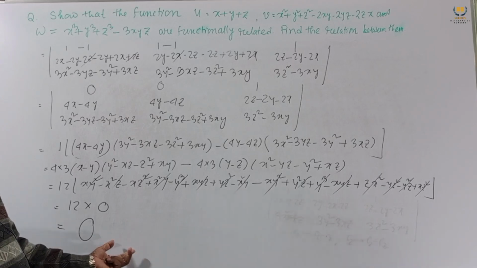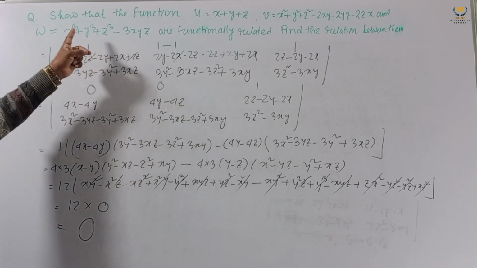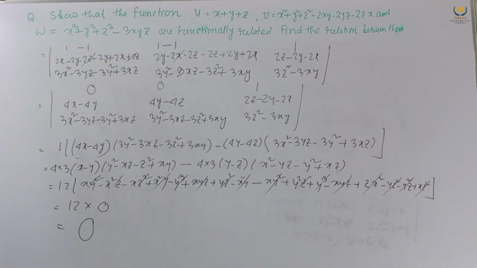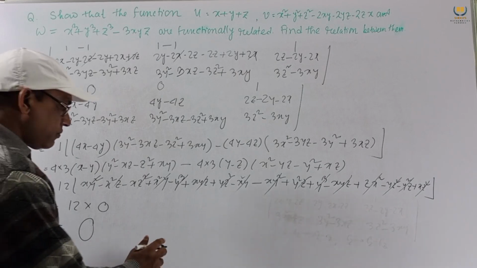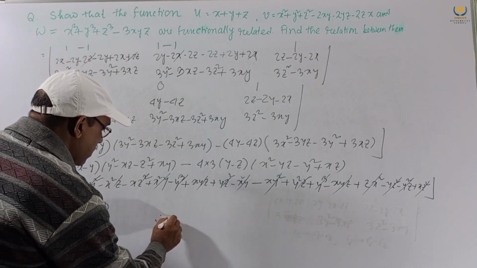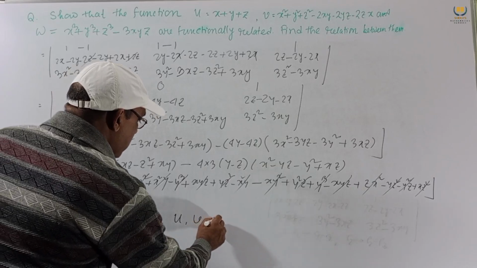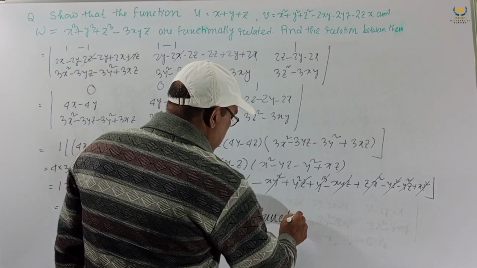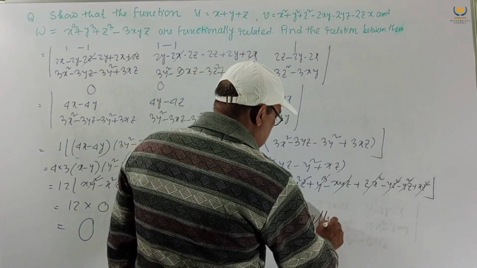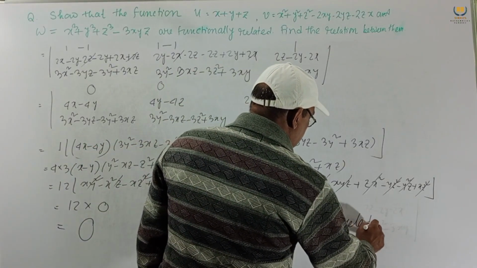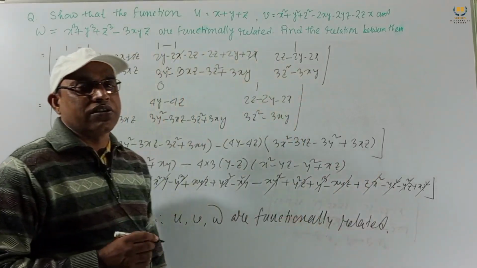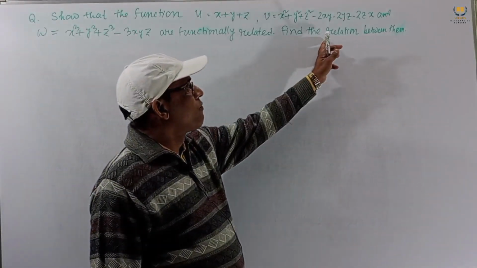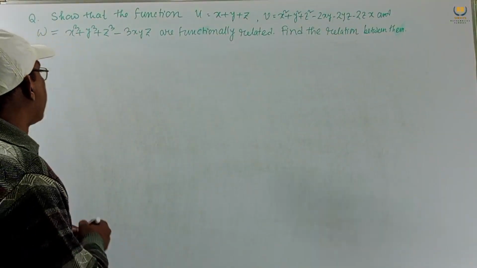Answer 0 means they are functionally related, so that u, v, w are functionally related. Therefore u, v, w are functionally related. We get this, they are functionally related. Now what is the relation between them? We have to find a relation. Find second part. Find the relation between them.